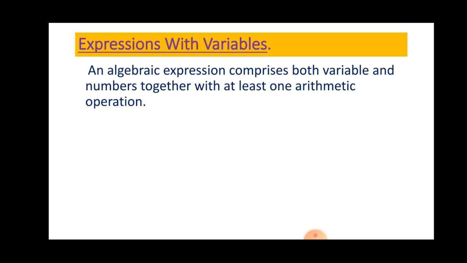So children, as such we learned about the algebraic expression. So what is an algebraic expression? An algebraic expression comprises both variables and numbers taken together with at least one arithmetic operation. So let's take one example here, that is 3x plus 8. As you can see, in this expression we have variable x.